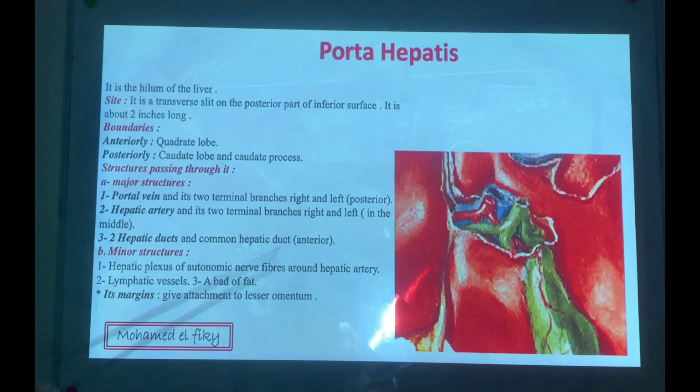Minor structures are also present in the hilum or the porta hepatis, like the hepatic plexus of autonomic nerve fibers surrounding the hepatic artery, and lymphatic vessels.